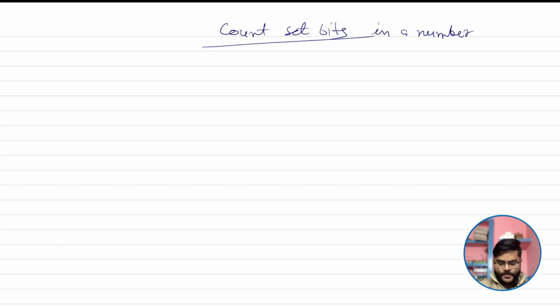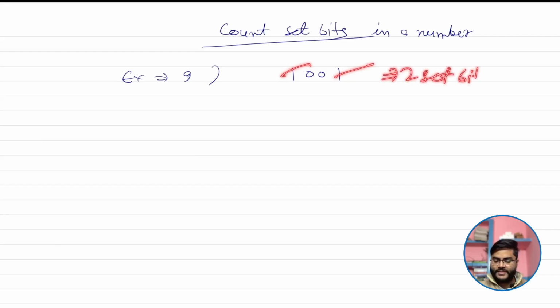So our next problem is count set bits in a number. Let's say we have a number 9. 9 can be written as 1001. Now I want to count the number of set bits. So 1, 2, we have 2 set bits. So we need to return the answer as 2.